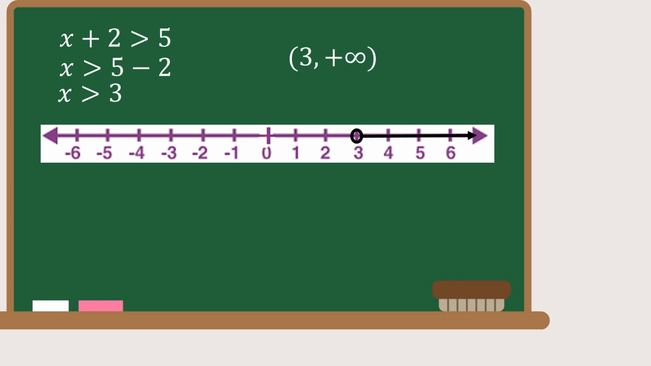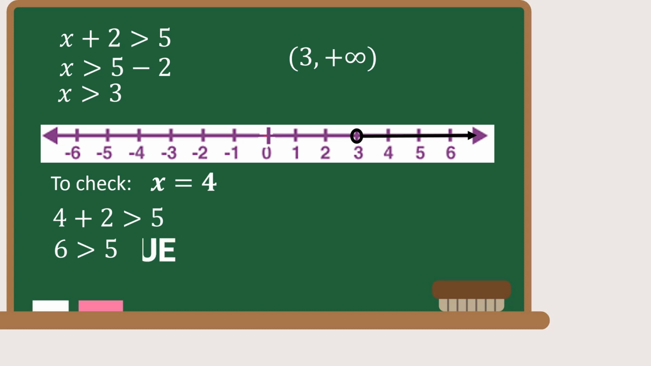To check, for example, we will use the value of x equal to 4. We need to substitute 4 to x. So we have 4 plus 2 is greater than 5. 6 is greater than 5. Is it true or false? Therefore, 4 is one of our solutions.